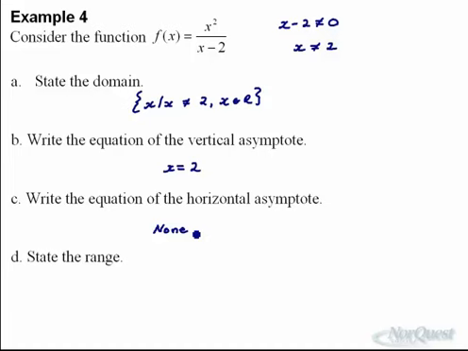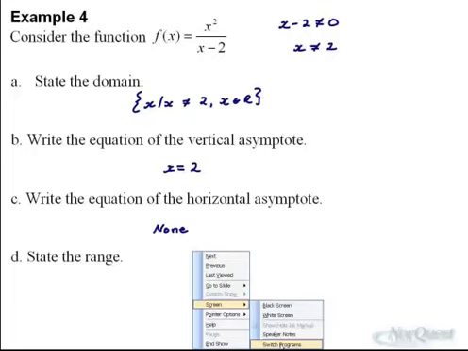It doesn't mean that it's going to be all real numbers. You're going to need your calculator to figure out the range in this one. Don't just automatically assume that because there's no horizontal asymptote that the range is all real. And you'll see that when you look at this picture. So we'll get the range from our graph.